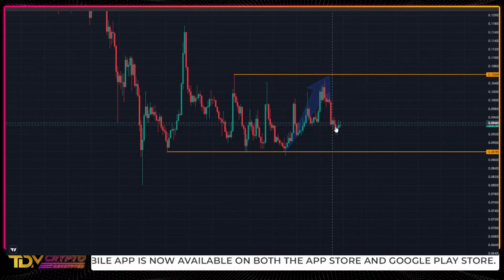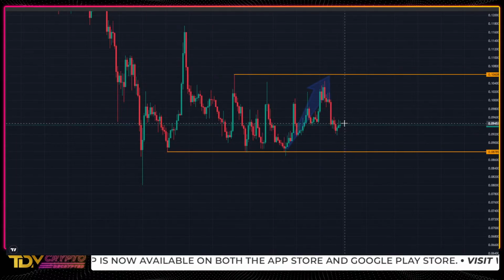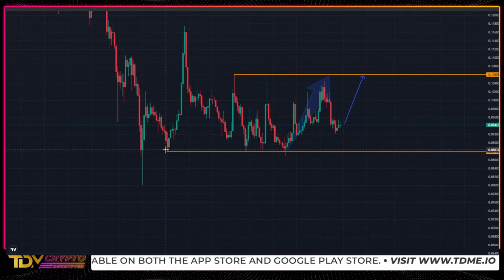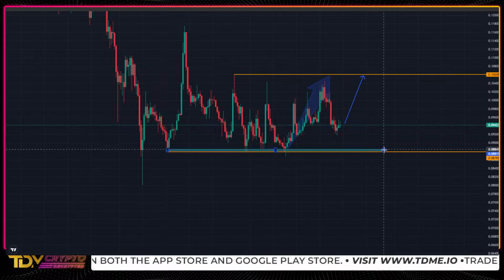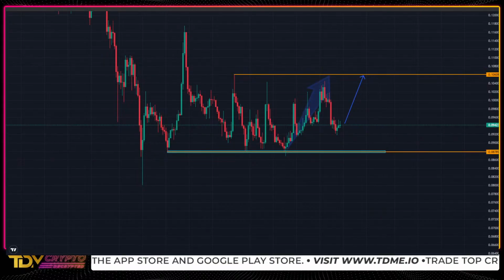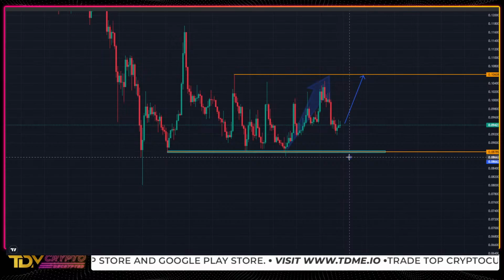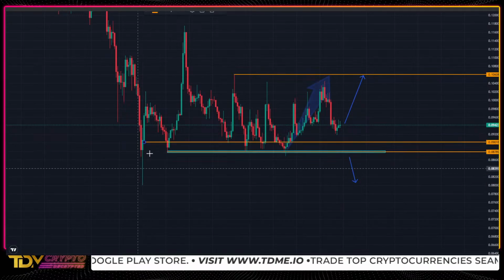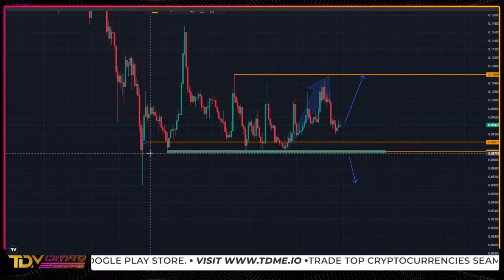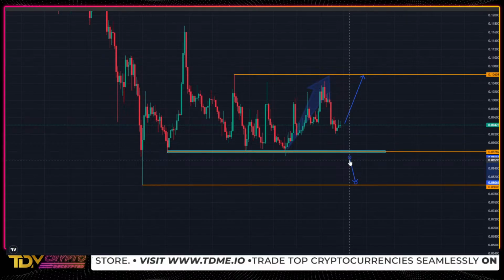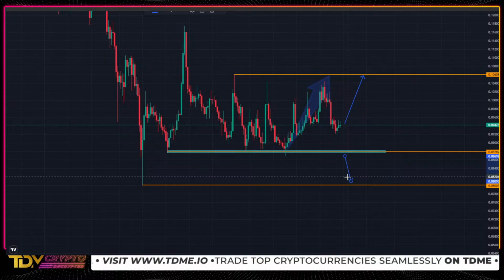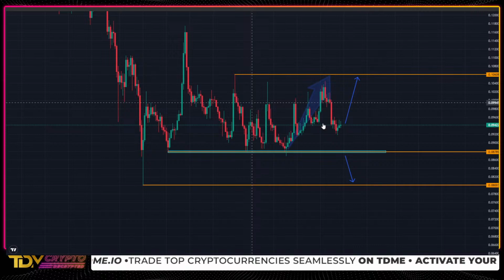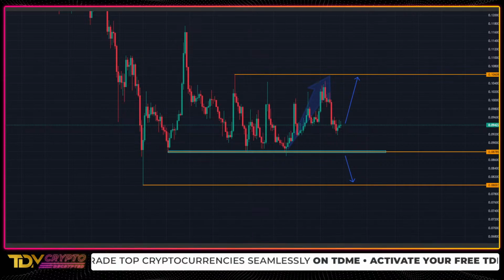So we have this push down, but we're still looking for a continuation up there. If it breaks this low, we're going to change our analysis, because that means we're going to be going towards the downside, back to that low. So our trading opportunity towards the downside, we're going to get it once it breaks this low. All right, so that's basically how Dogecoin is looking.